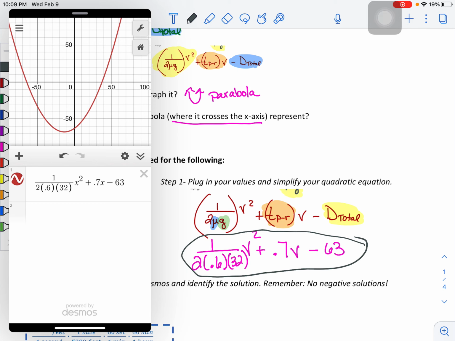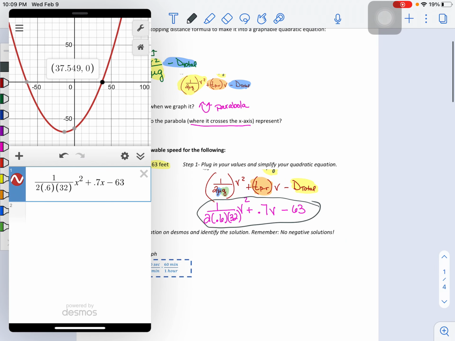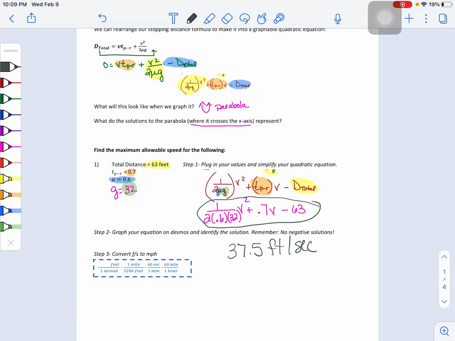There it is. I only care about this right intercept. And it says 37.5. We're going to round it. I don't care about this one on the negative side. I only want the 37.5. So when we get that answer, that's actually feet per second. Okay, the car can go a maximum of 37 feet per second, but we like miles per hour.